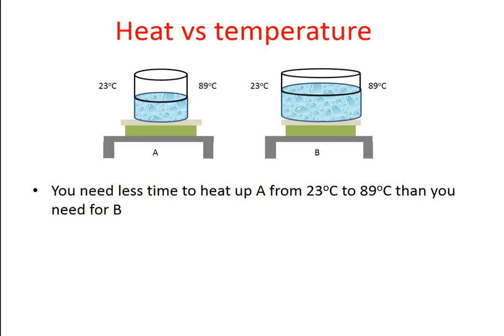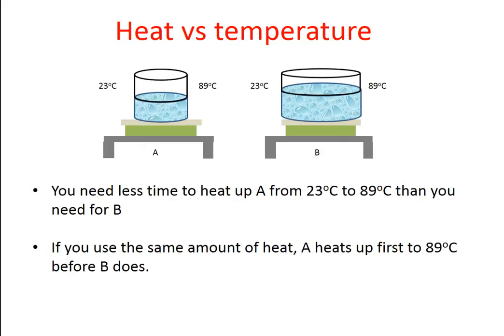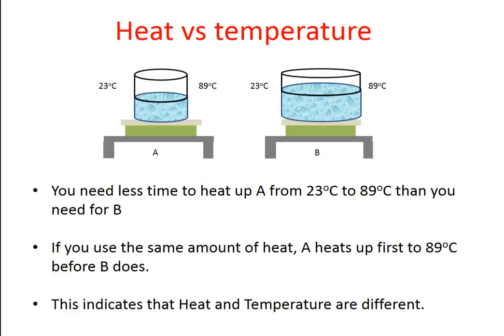So you need less time to heat up A from 23 degrees Celsius to 89 degrees Celsius than you need for B. And if you use the same amount of heat, A will heat up first to 89 degrees Celsius before B does. So this shows that heat and temperature are different.